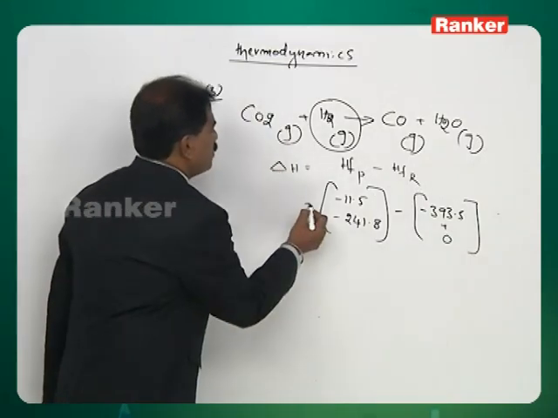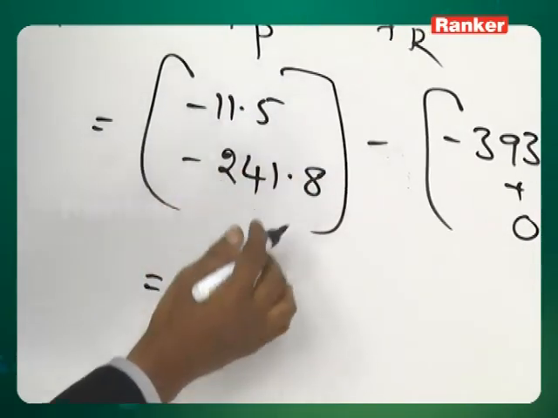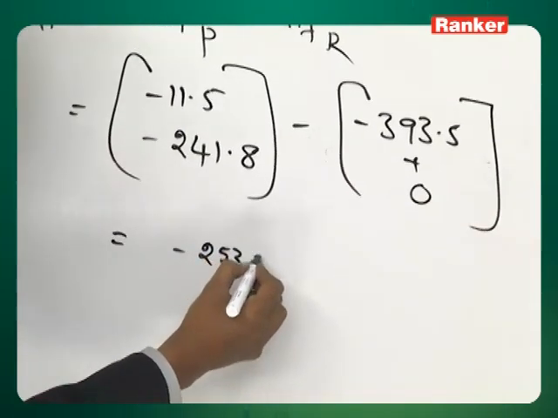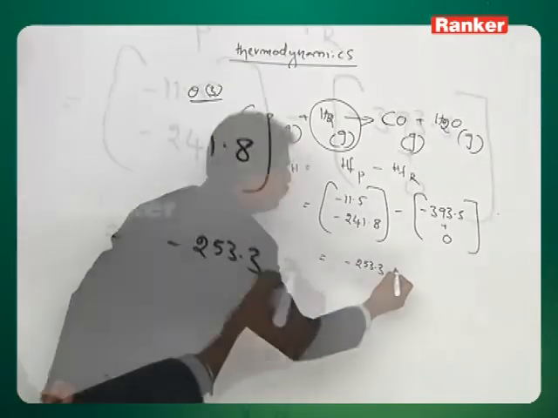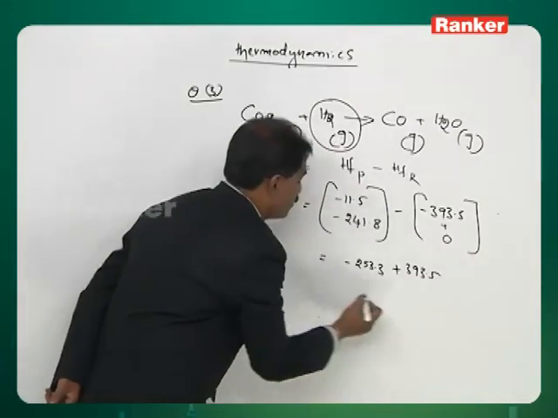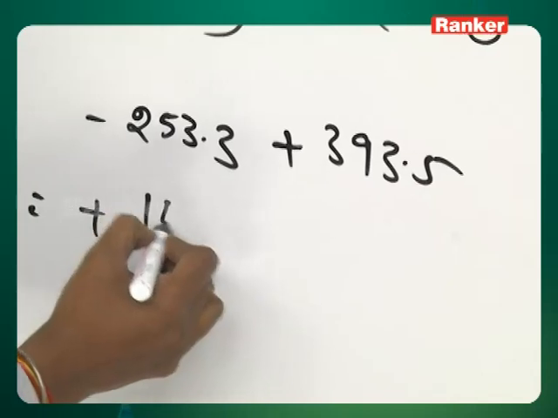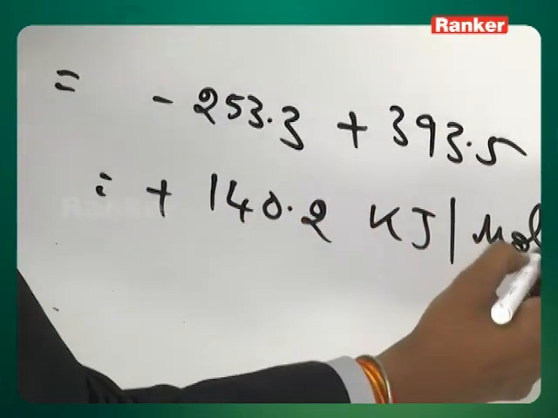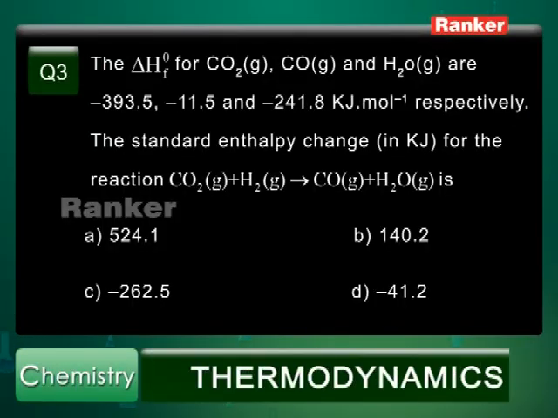Now we want the result. The total enthalpy change of the products is minus 253.3, minus of minus 393.5, which becomes plus. So the answer is plus 140.2 kilojoules per mole. So the answer is B.